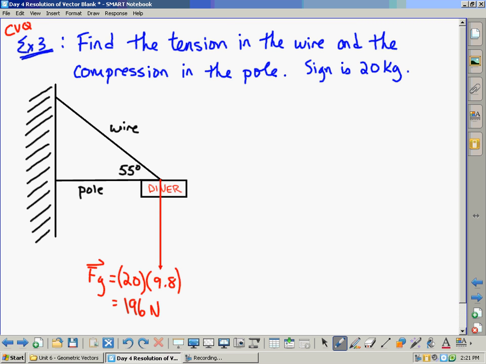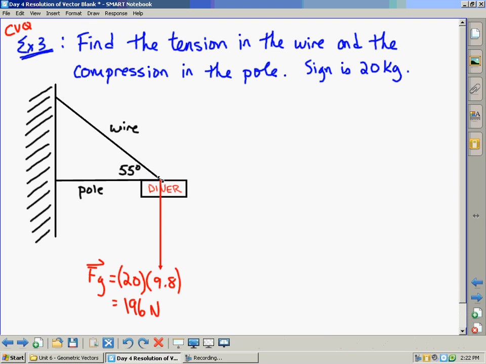But in other questions I've seen, it says the sign has a force due to gravity of 196, and people make the mistake of multiplying that by 9.8 and getting a huge number when it was already done for them. Okay, so there's our force due to gravity.